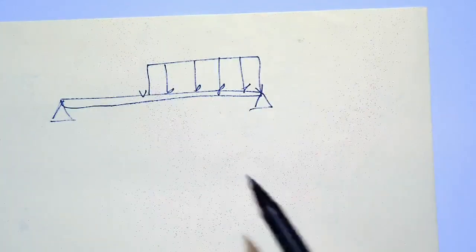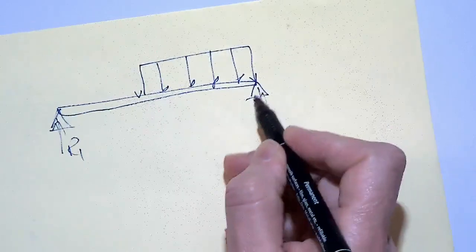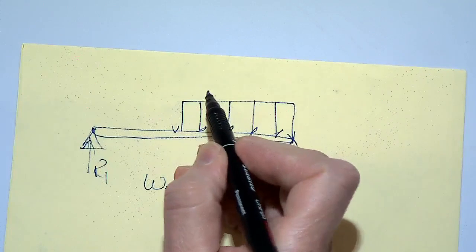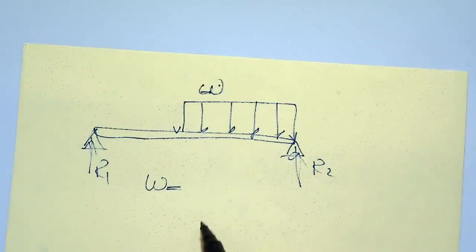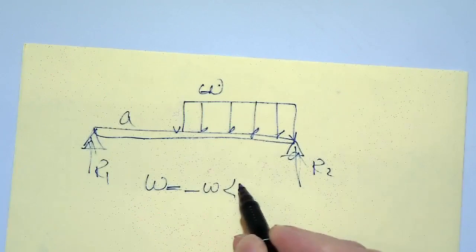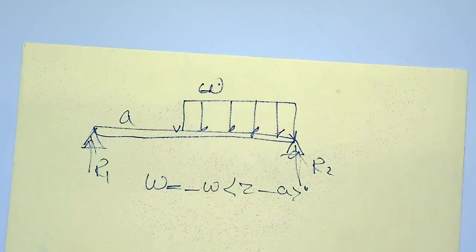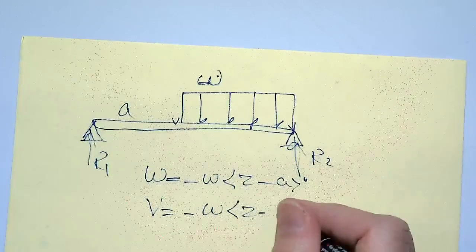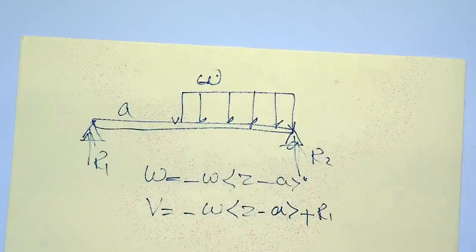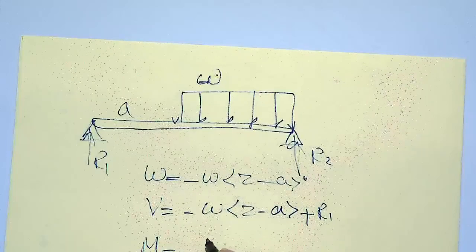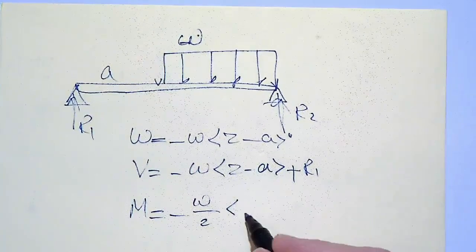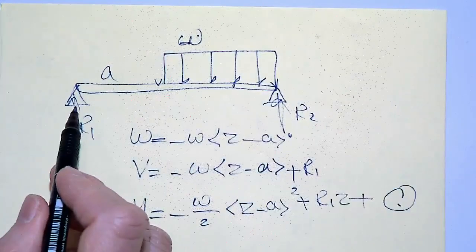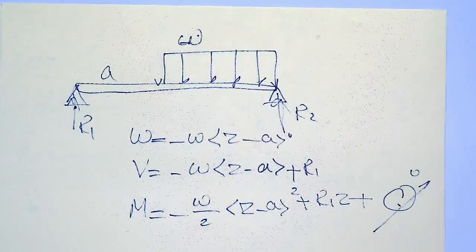If you look at those, I find R1, I find R2, using a group. So the distributed load at the moment, we've got it on the right-hand side, say it is W. Say this is equal to A, it's minus W times Z minus A to the power of 0. Are you happy with this? So the shear force is minus W, I integrate it, and then I add R1. Now the bending moment is equal to minus W over 2, Z minus A squared plus R1Z. I don't need to add anything because it's simply supported. Bending moment is 0. Does it answer the question?